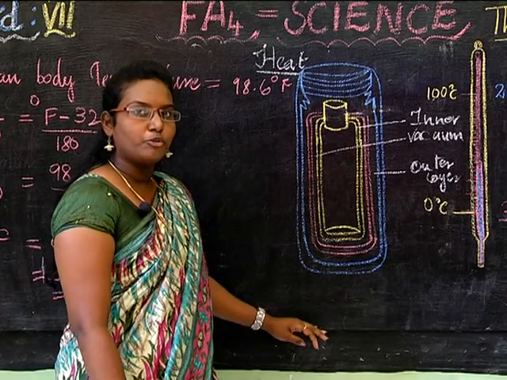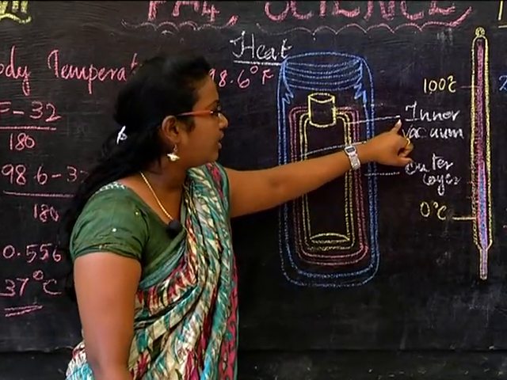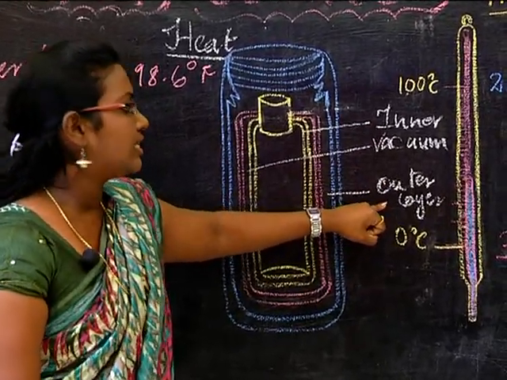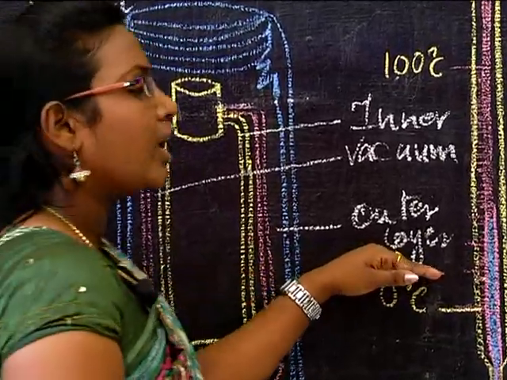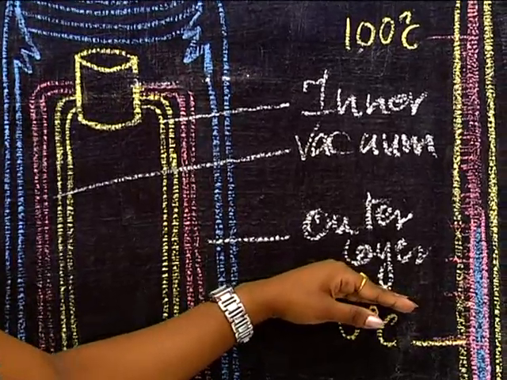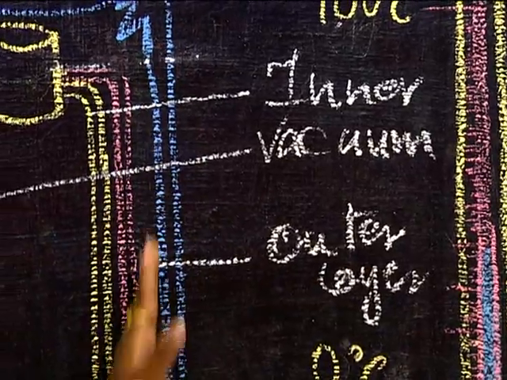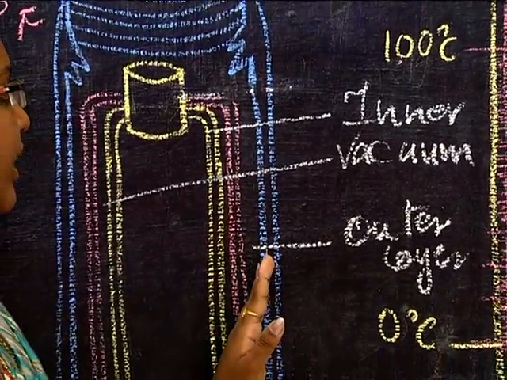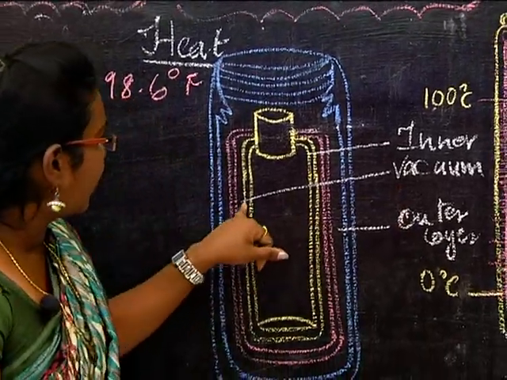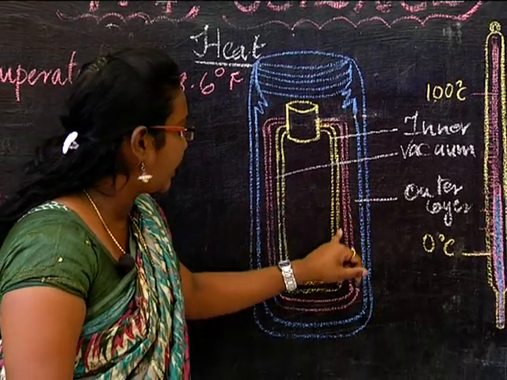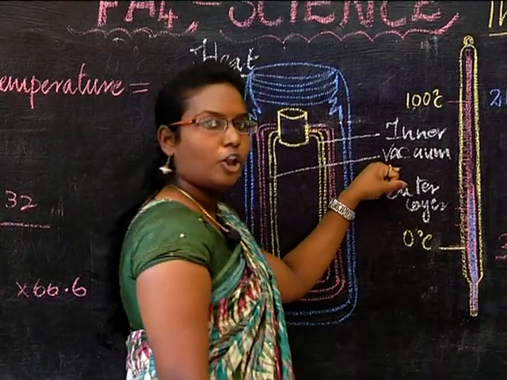While discussing the thermoflask, we have three major parts: the inner layer, the vacuum layer, and the outer layer. I start from the outer layer, where the loss of heat due to conduction takes place, which means we have an insulator in the outer layer. So loss of heat will be minimized in the outer layer. Here we also have a vacuum space, and this area also we have a vacuum space. As it is a vacuum space, it also minimizes the loss of heat.